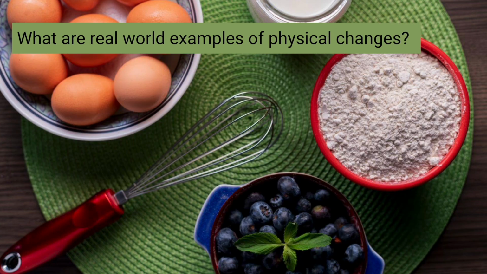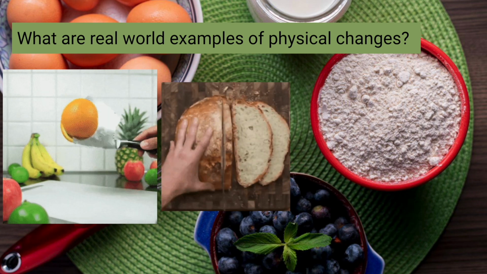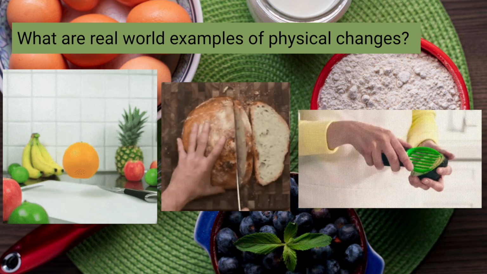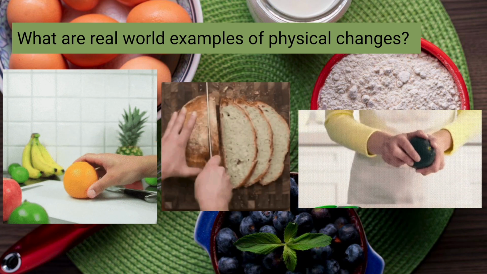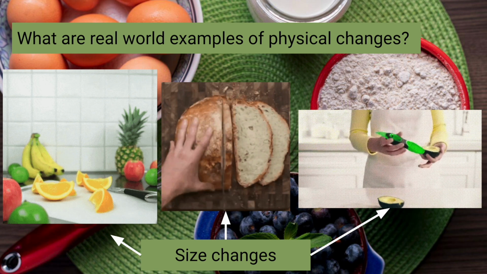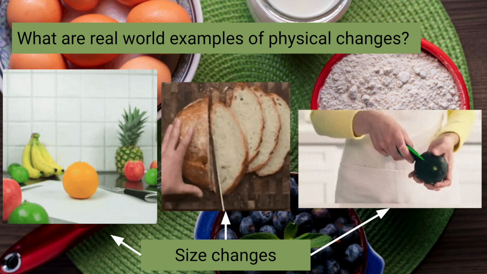So what are real world examples of physical changes? This is where we help me cook my imaginary breakfast. For my imaginary breakfast, I would like to cut an orange into slices. I also would like to slice some bread because we're about to make some avocado toast. And when you make avocado toast, you obviously got to cut an avocado. So I would cut an avocado. All of these things are size changes because I'm not changing the substance itself. I'm just cutting them into smaller pieces so I can make me some delicious avocado toast.